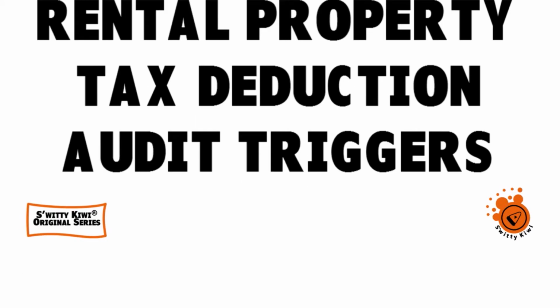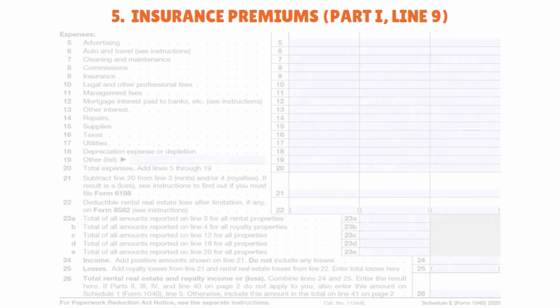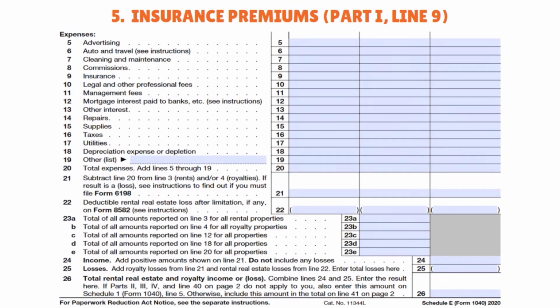And number 5, I want to talk to you about insurance premiums. And this is on Part 1, line 9. You can see on the screen here right now. I'm showing you right now. Line 9, it says insurance. Do you see that? All right.